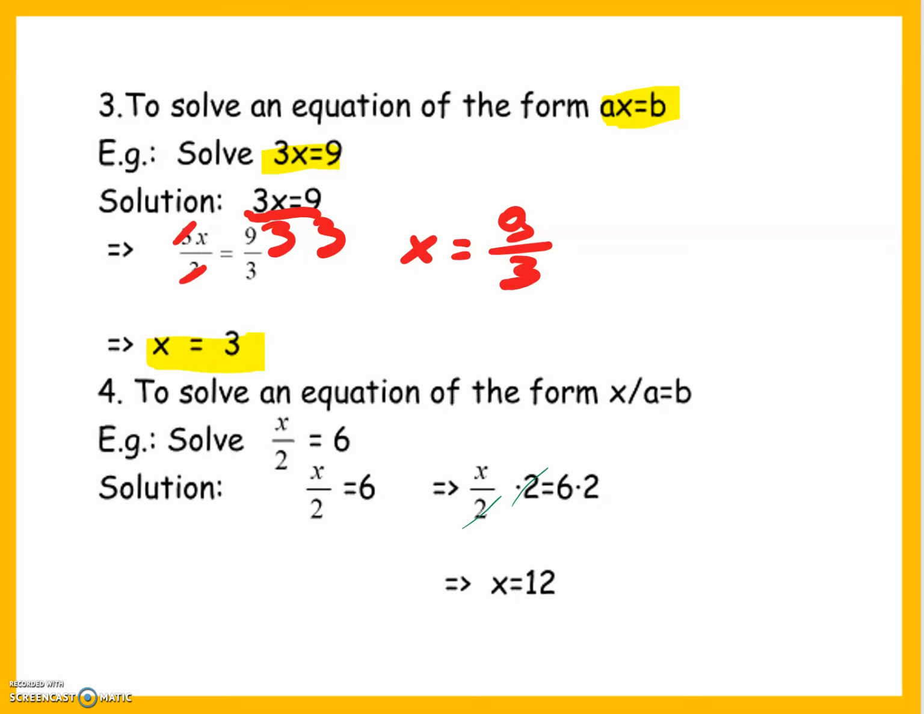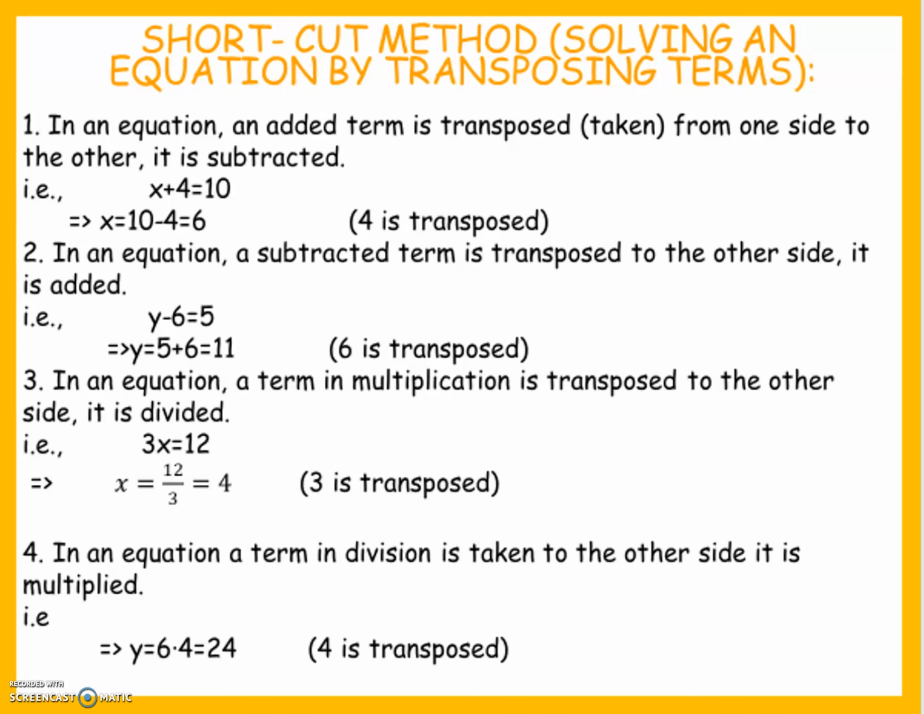If I have x divided by a equal to b, I can use an example like x divided by 2 equal to 6. What I do is multiply both sides by 2 and I obtain that x is equal to 12. In order to solve equations, I can use a shortcut.